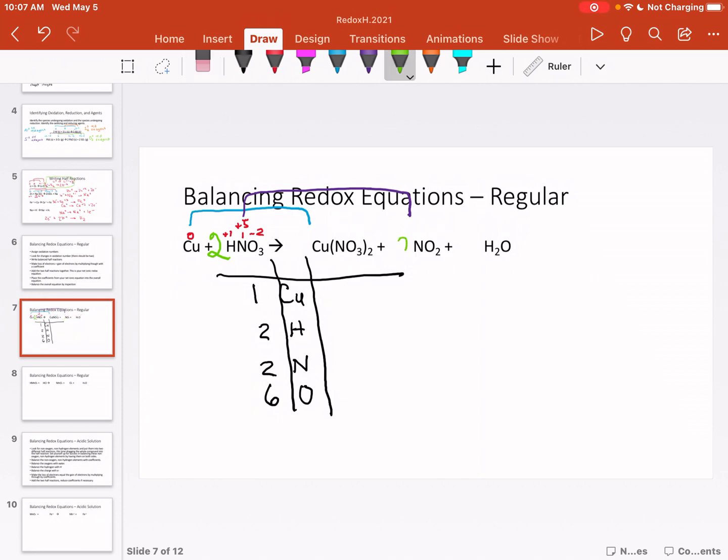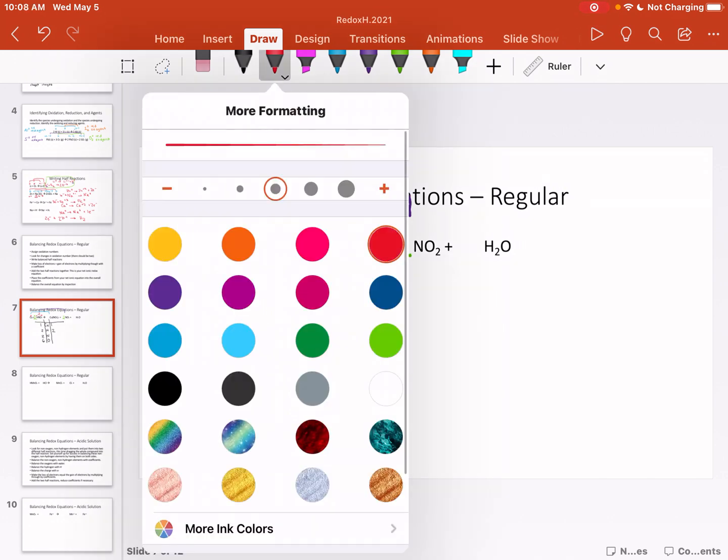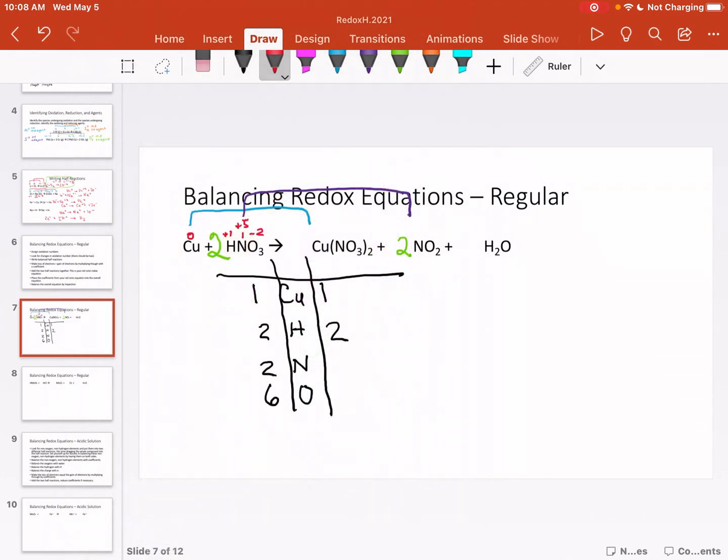On the right-hand side, I have 1 copper, 2 hydrogens. Nitrogen I have all over the place. I call this a split source. So we need to account for all of our nitrogens. In copper 2 nitrate, you'll see I've got 2 nitrogens. And in the NO2, I have 2 nitrogens. So I have a total of 4 nitrogens.